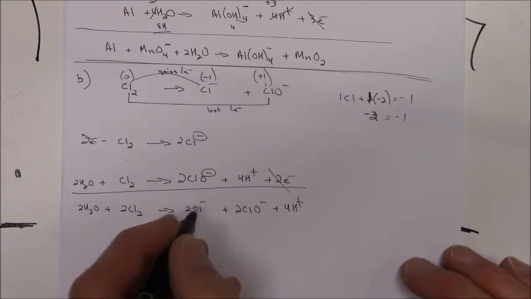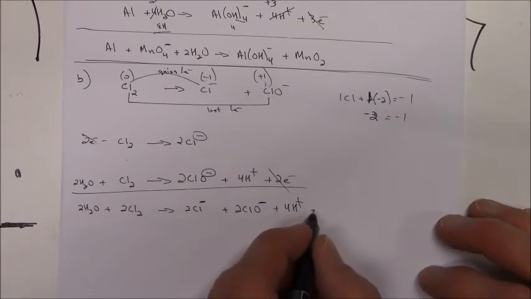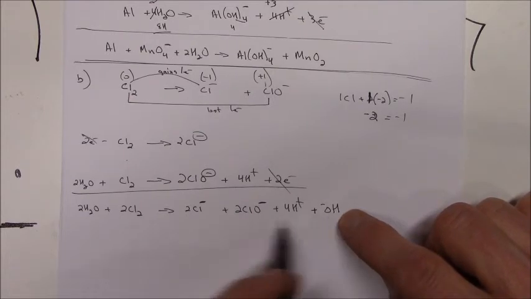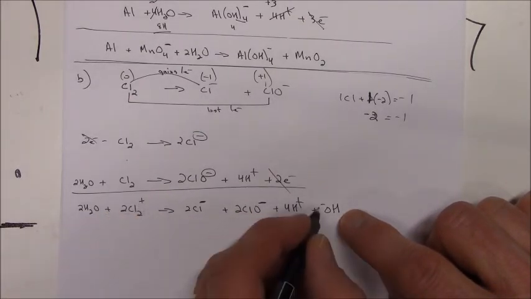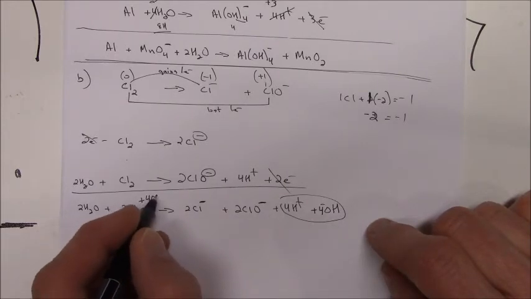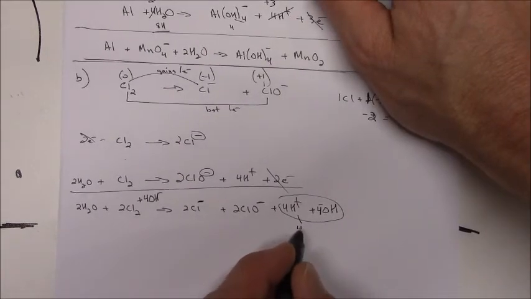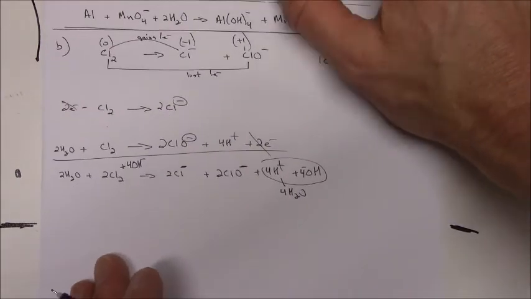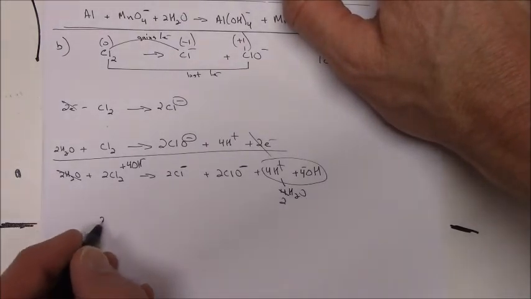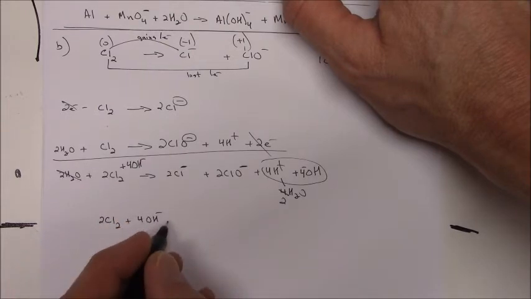So the rules say kill off the H pluses by adding the required amount of base. But like a math equation, whatever you add to one side, you must add to the other. And you need 4 of those, plus 4 OH minuses. This is going to make 4 H2Os. Notice you got 2 on this side, so this dies and this makes 2. So your final one for this is going to be 2 of these plus 4 OH minus.